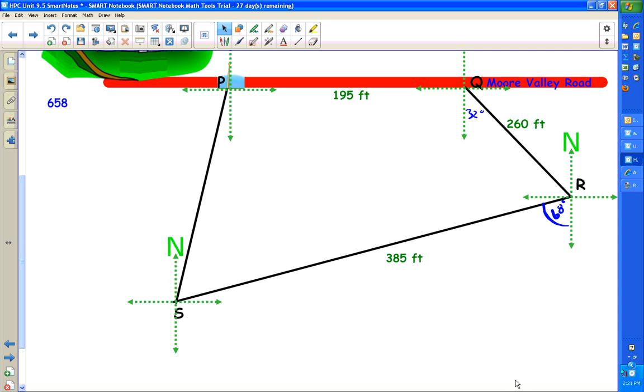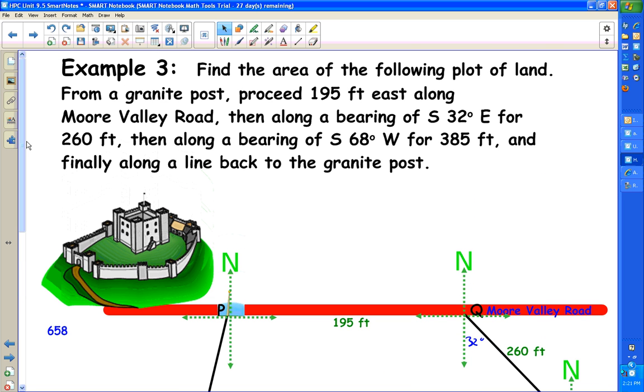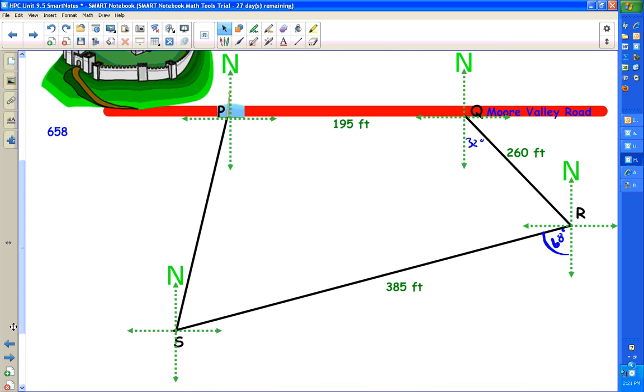Any questions on filling in the picture so far, what we have? Again, all I'm going to give you are the words. And then what they're asking you to find ultimately is the area of the land. So you need to probably divide this into triangles. So that means you need some angle measurements and you need some side measurements.